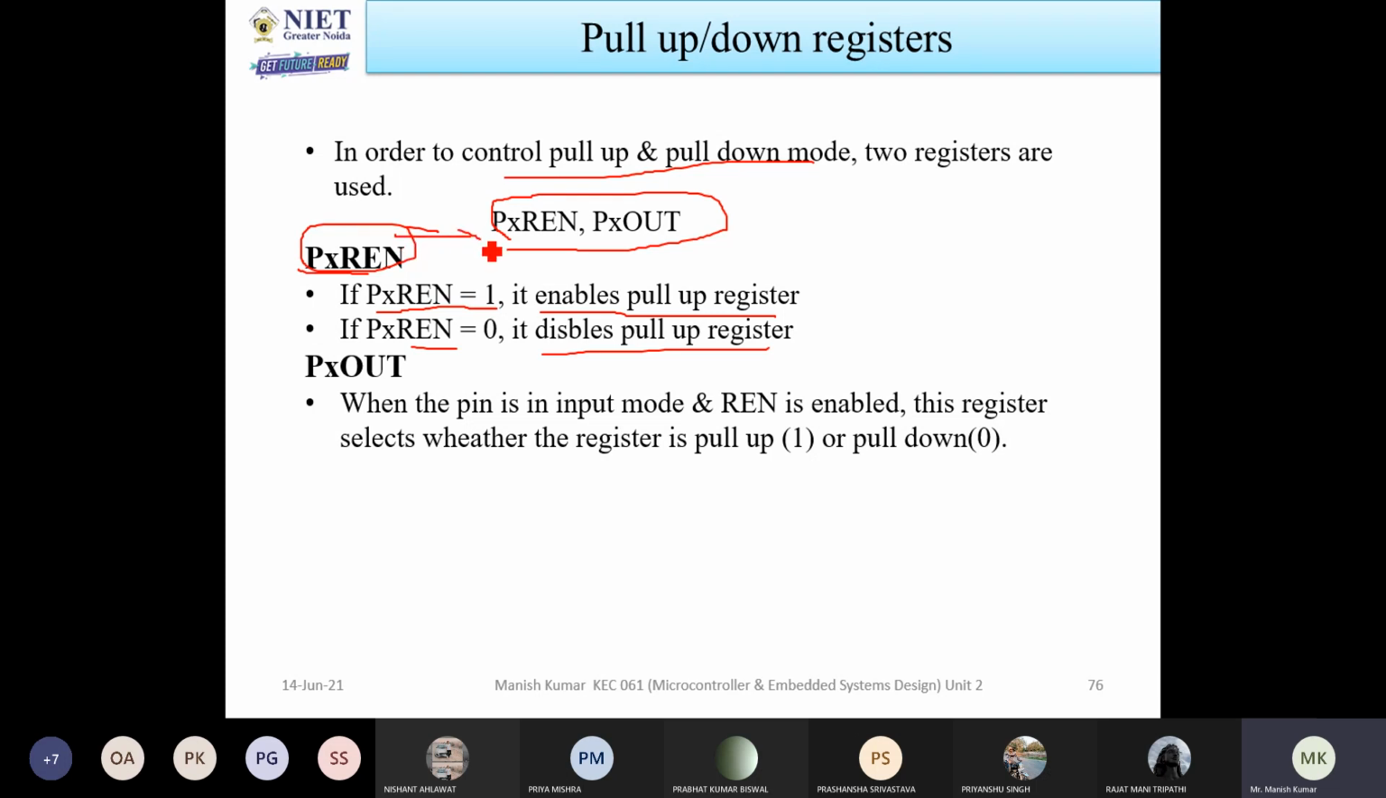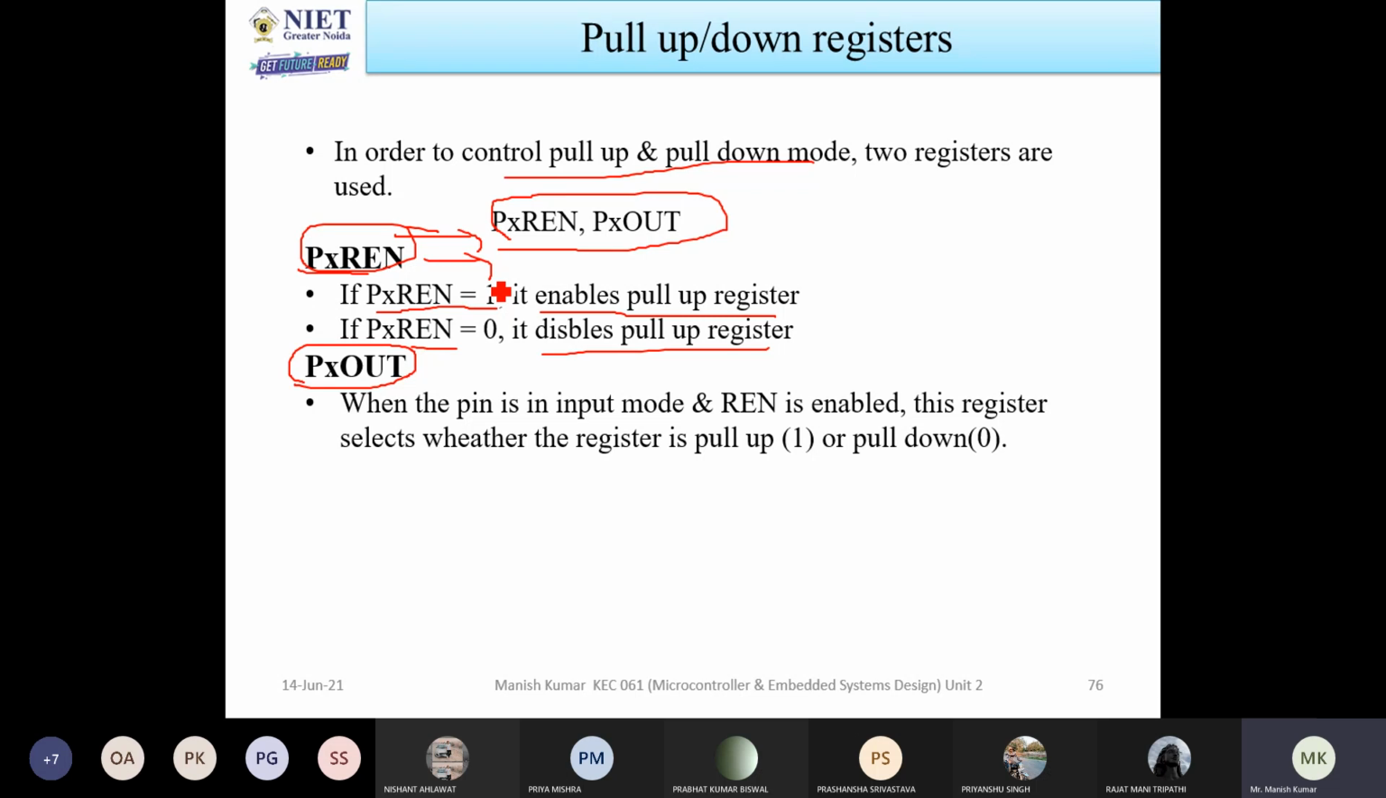Without enabling, you can't use the PXOUT pins. Remember that. If the system is not enabled, if the registers are not enabled, we cannot define the register as either a pull-up or pull-down resistor. So for that, first of all, you have to enable the registers. The PXREN is used for enabling the registers, you can remember it like that. If it is 1, it means enable. If it is 0, it means disable.